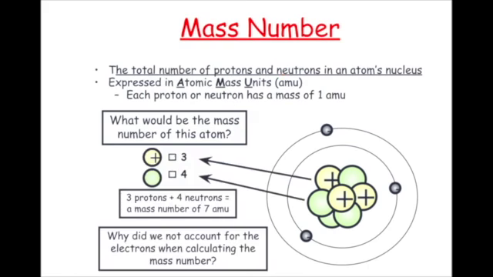Why do we not account for electrons when calculating the mass number? Well, that's because electrons are so small. They have very little effect on the mass itself. So in reality, it doesn't matter how many electrons you have. It's not really going to change what the mass is.